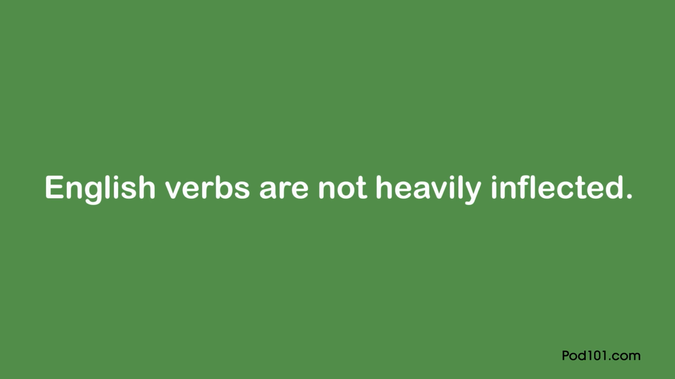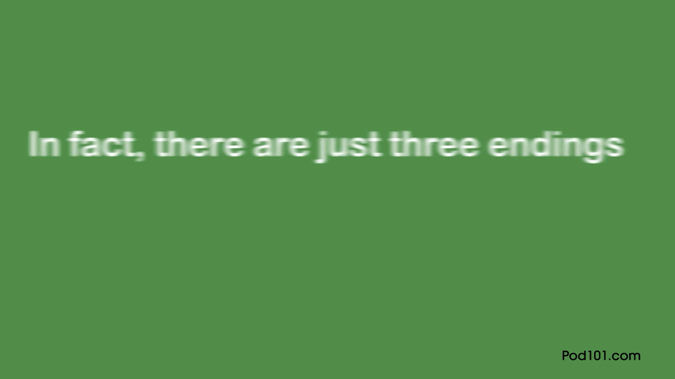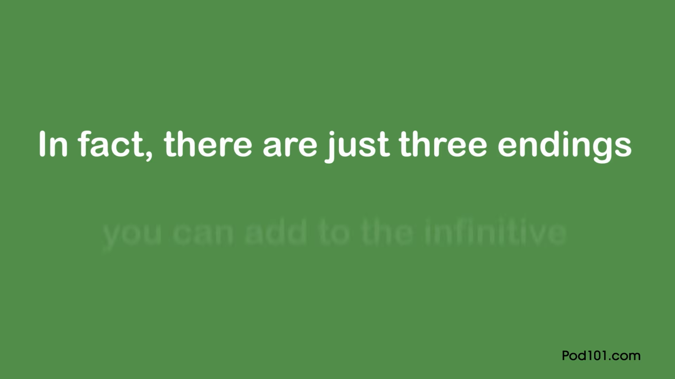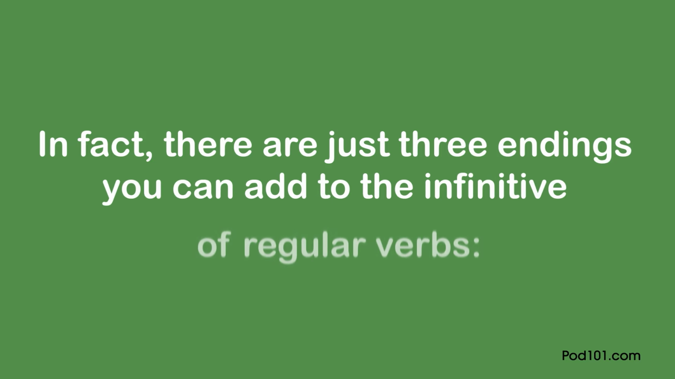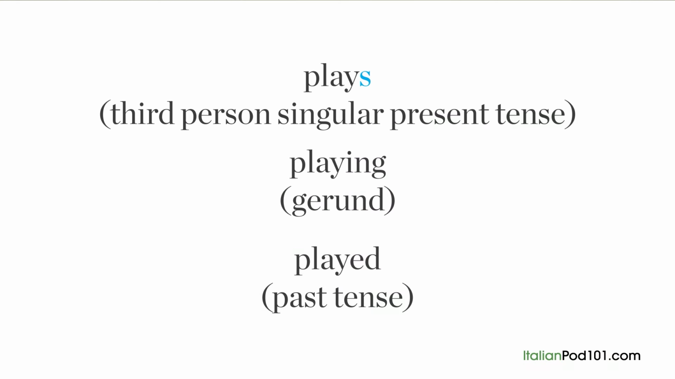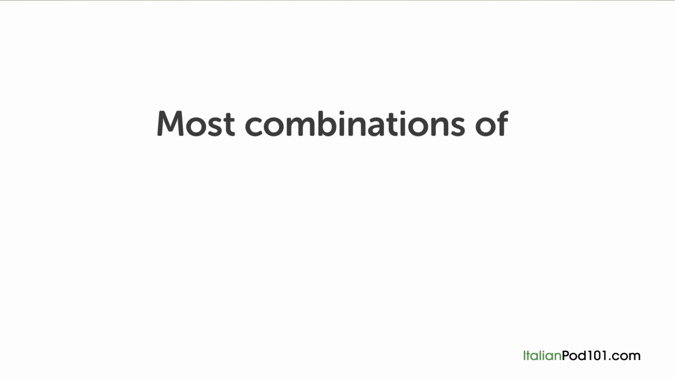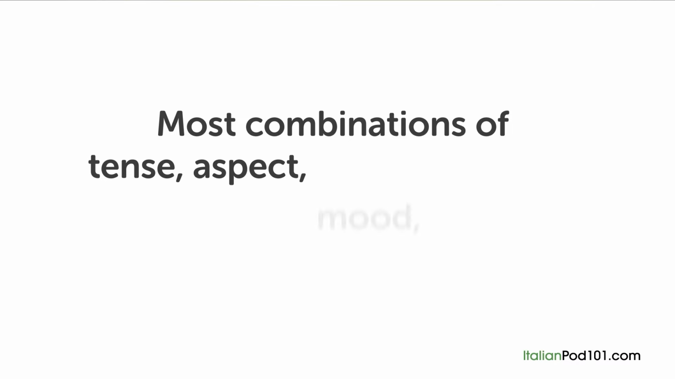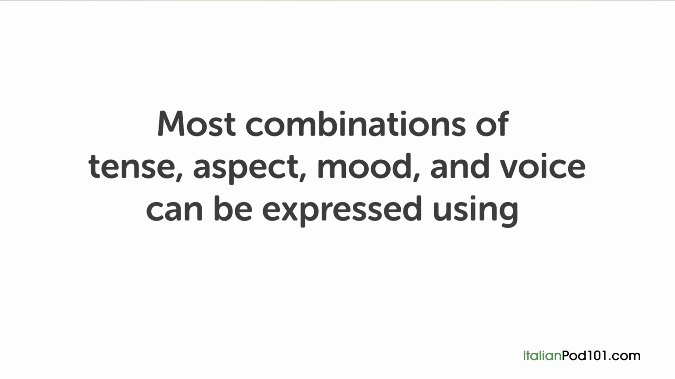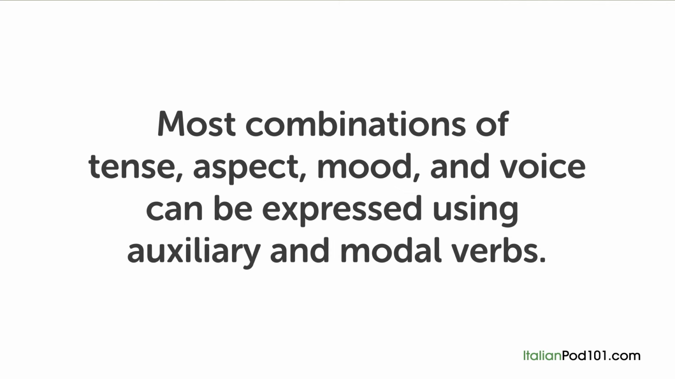English verbs are not heavily inflected. In fact, there are just 3 endings you can add to the infinitive of regular verbs: s for the third person singular present tense, for example, plays; ing for the gerund, playing; and ed for the past tense, played. Most combinations of tense, aspect, mood, and voice can be expressed using auxiliary and modal verbs.